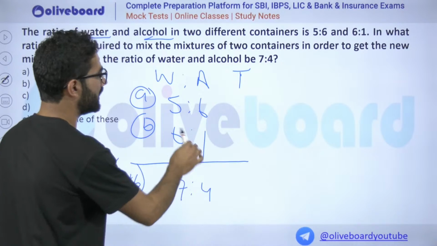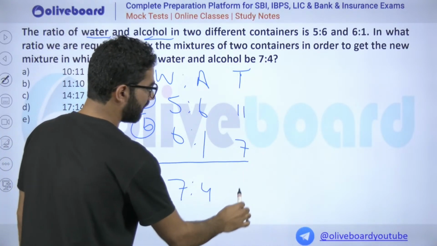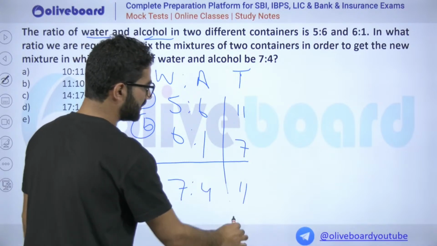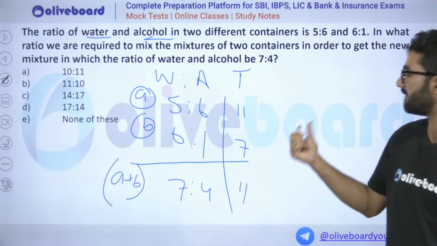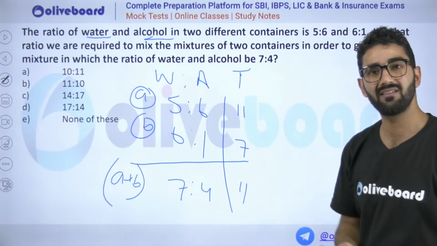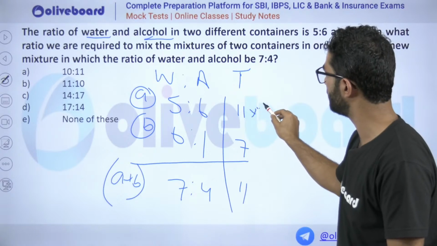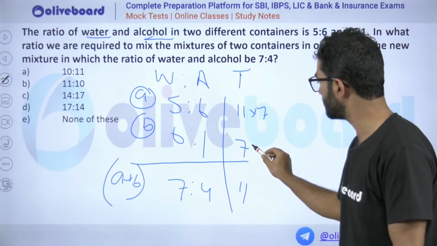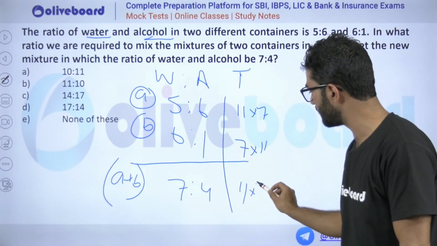Calculate the total. Here we have 11, here we have 7, and here we have 11. So calculate the LCM for 7 and 11. We have the LCM as 77. In order to make it 77, multiply by 7 here, multiply by 11 here, and multiply by 7 here.